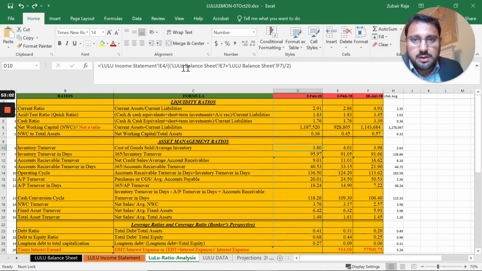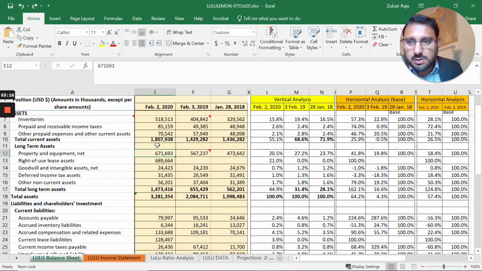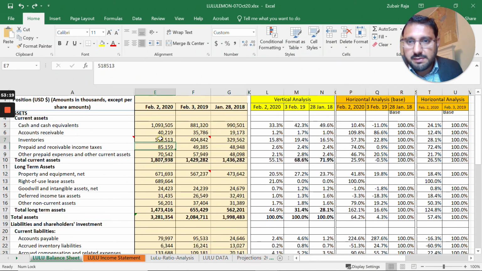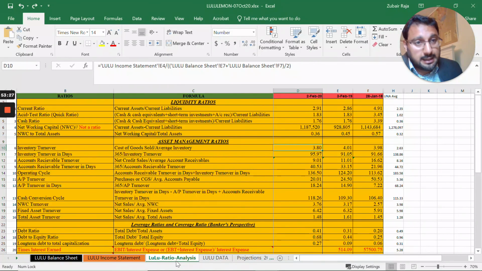And we are dividing it with the average of the balance sheet E7 and F7, which will give me the average inventory from the latest year and the previous year. So E7, you can see, is the inventories. E7 and F7, I took the average in order to take into account the seasonality. Ideally, I need to use the 4 quarterly numbers, but it's fine if you are using the beginning and ending year inventory for the calculation of the average inventory. And I did it for all 3 years.